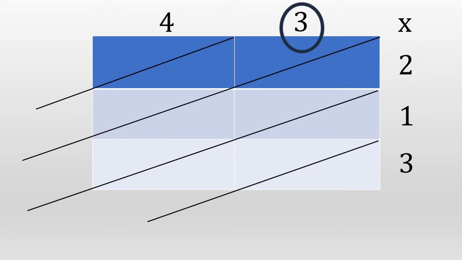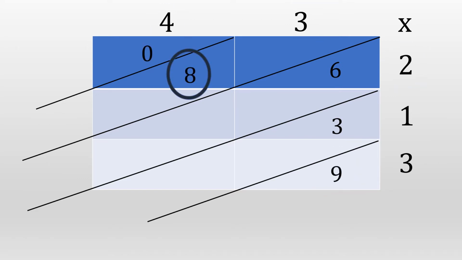2 times 3 is 6. I've left the zeros out. 1 times 3 is 3. 3 times 3 is 9. Next column, 2 times 4 is 8. The zero's in here if you need it. 1 times 4 is 4. And 4 times 3 is 12.